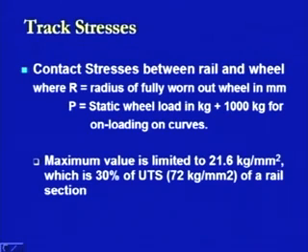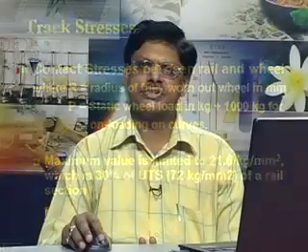Similarly, R is the radius of the fully worn out wheel in mm. So, these are the two values used in that formula, and the maximum value is limited to 21.6 kg per mm square. This value of 21.6 kg per mm square is around 30% of a UTS section, that is a section having an ultimate tensile strength of 72 kg per mm square. The new rail sections now in use have an ultimate tensile strength of 90 kg per mm square. So, in that sense, this reduces further.